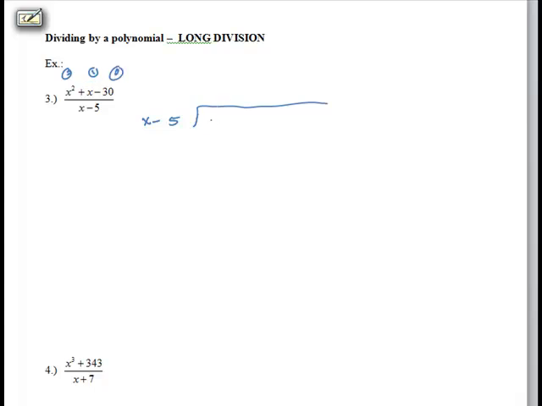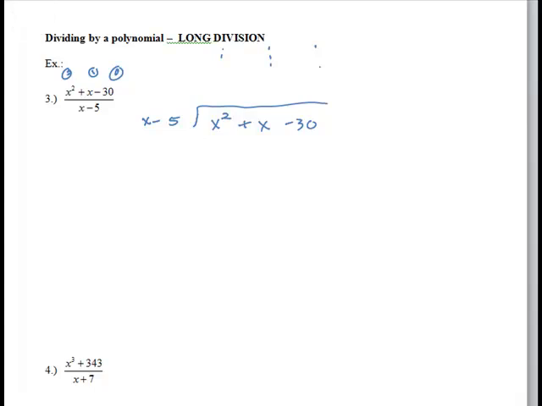So we begin with a term of degree 2, x squared. That means the next term has to have a degree of 1, and it does. That's our x. And the last term must have a degree of 0. That's our negative 30. So nice neat columns here. Everything that goes in the first column will have a degree of 2. Everything that goes in the second column will have a degree of 1. Everything that goes in the third column will have a degree of 0.